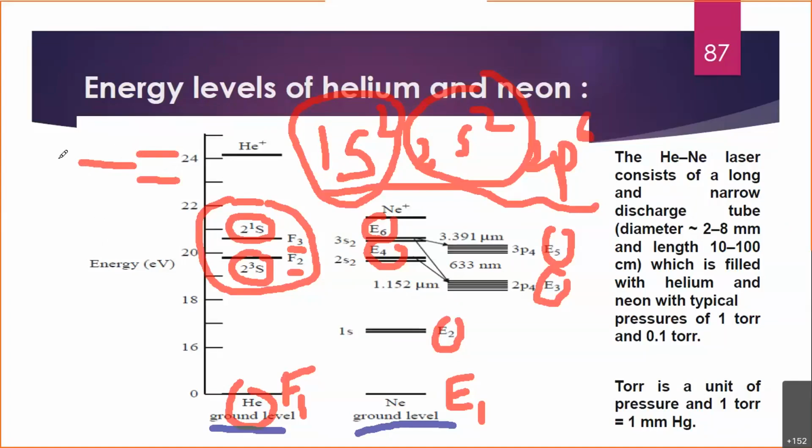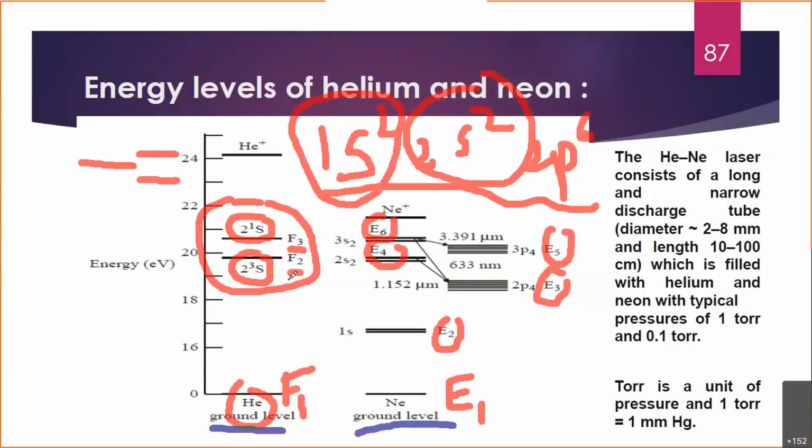Actually this is 2s2, but after splitting you can see 2-1s as well as 2-3s. If you are interested, we'll discuss it separately, because it takes a lot of time to discuss all such things. At this moment just keep in mind these are the two possible energy states for 2s2, 2-1s and 2-3s. I have represented them with F2 and F3.